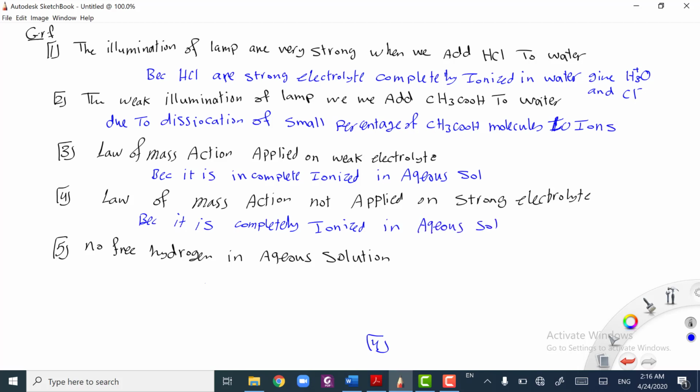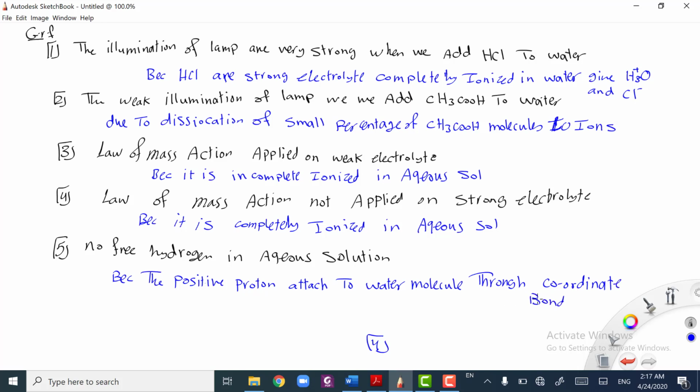There is no free hydrogen in the aqueous solution because the positive proton attaches to the water molecule through a hydrogen bond, or the coordinate bond.